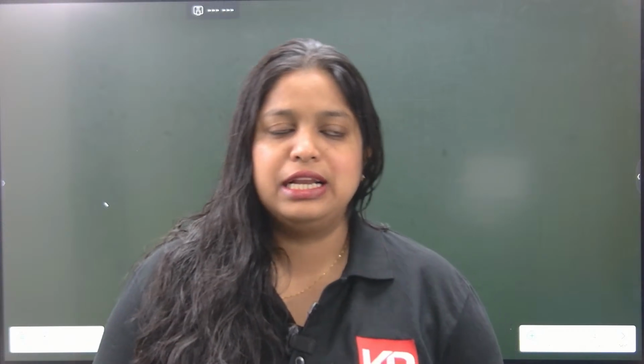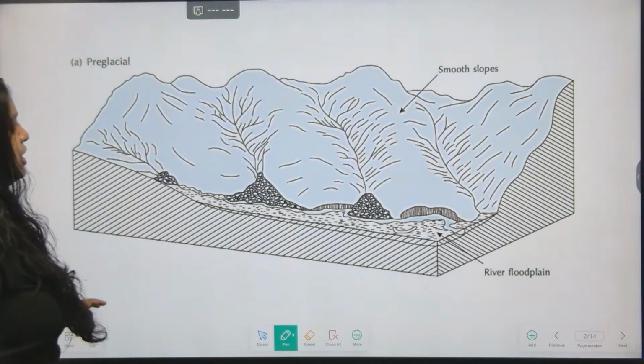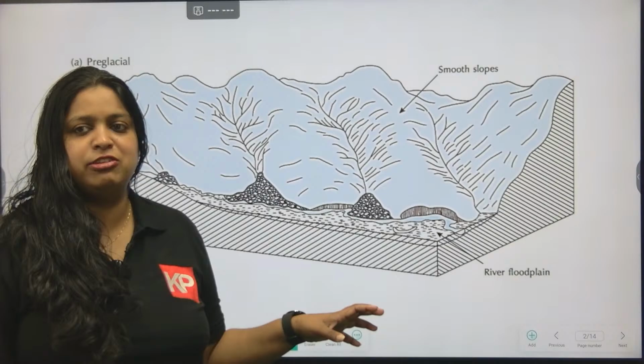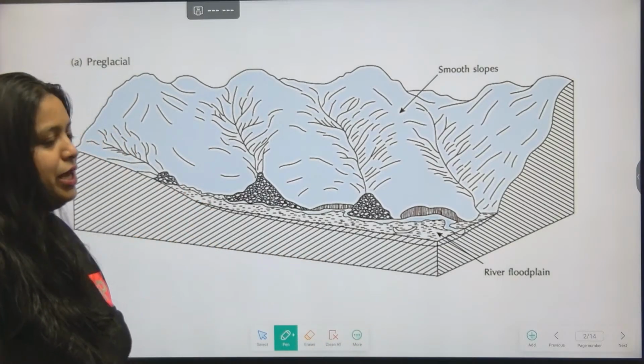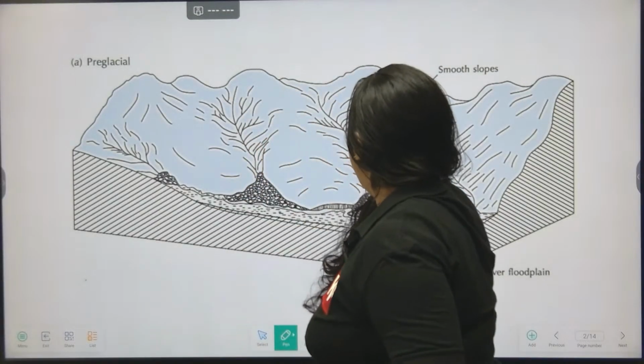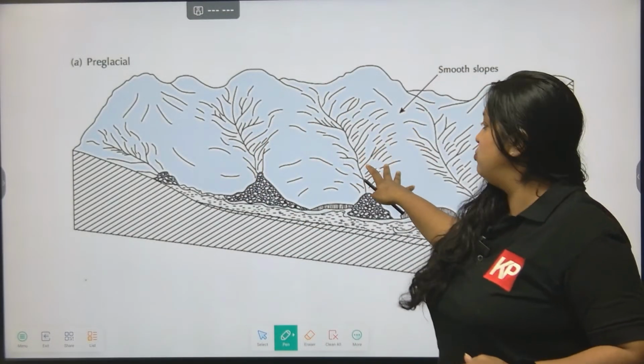So when it comes to glacial geomorphology, the glacier is one of the agents that does abrasion, rock fracturing, everything on whatever rocks it flows over. The glacier is one of the powerful agents, very strong in erosion and in making different landforms. For example, this is a pre-glacial situation, where the area has not been affected by a glacier. You have smooth slopes over here. The slope is very smooth.